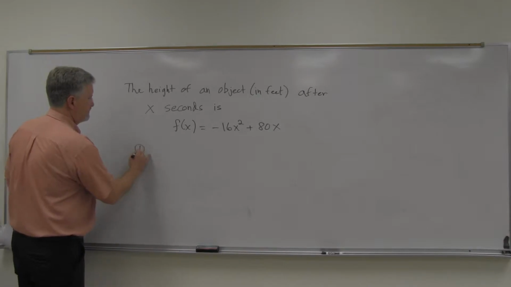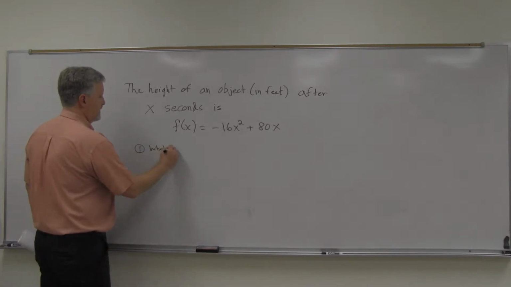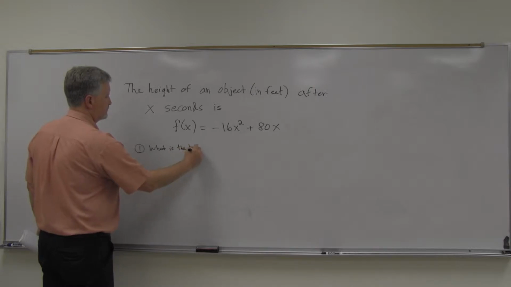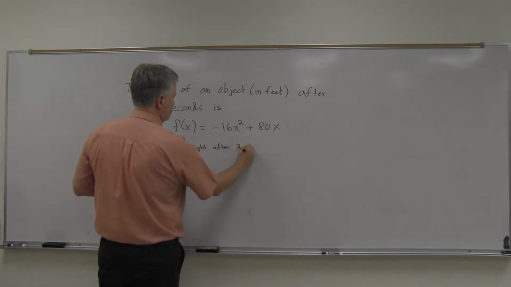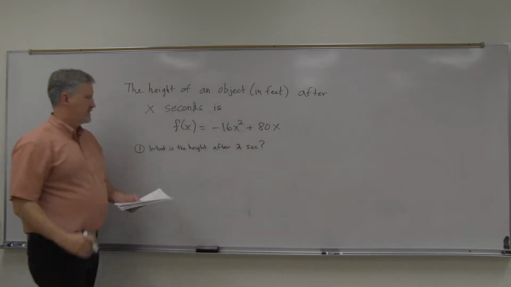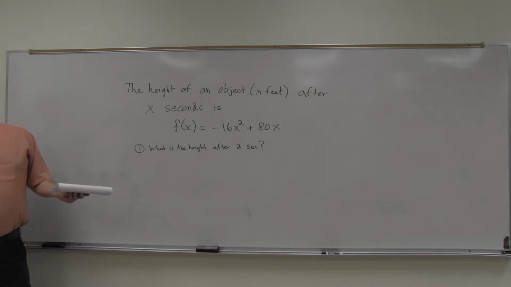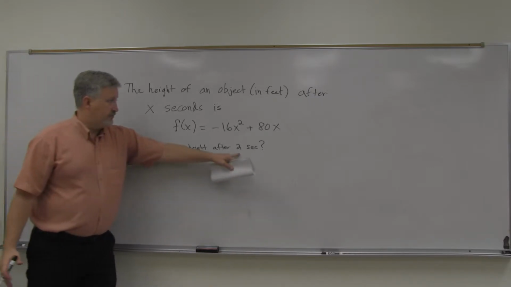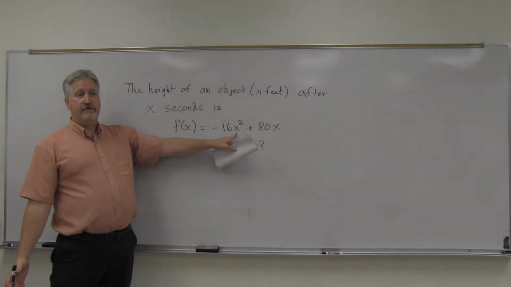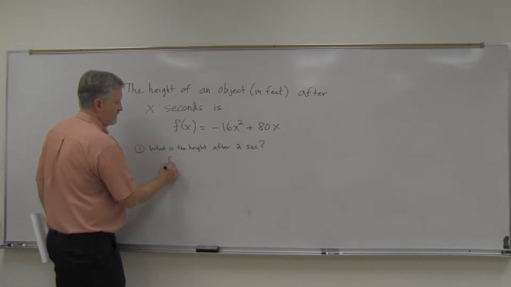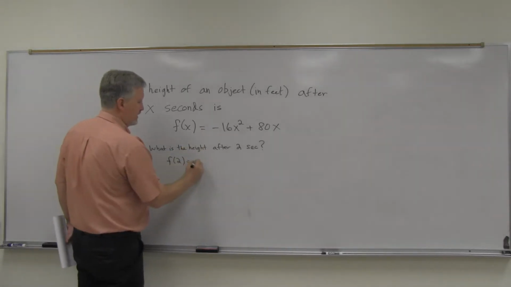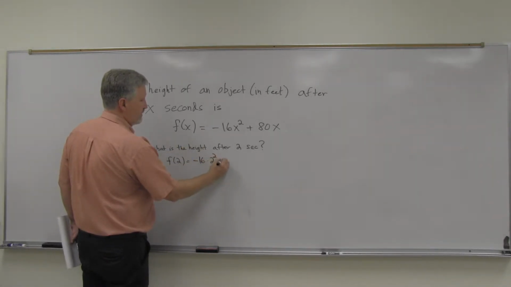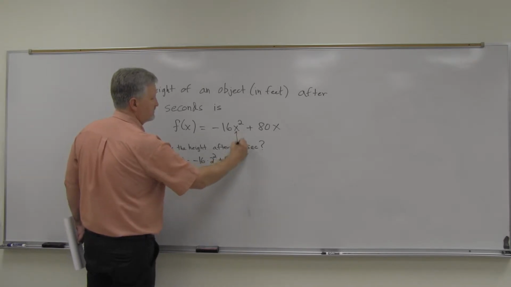Number one, what is the height after 2 seconds? Well, that's just giving me the time. So how do I figure that out? What is the 2? That's our x value. So basically what I'm computing here is f of 2. I'm just plugging in x to be 2. So it's negative 16 times 2 squared plus 80 times 2. I'm just plugging in the 2 for the x.